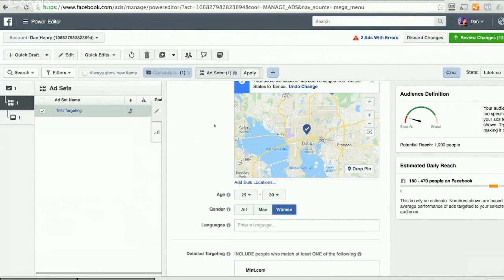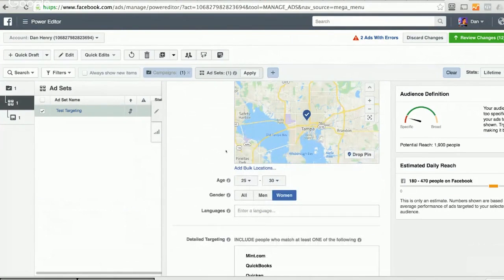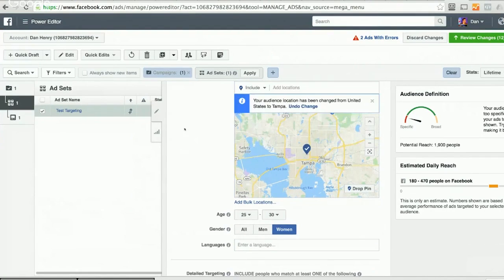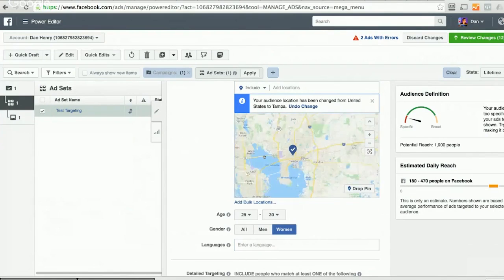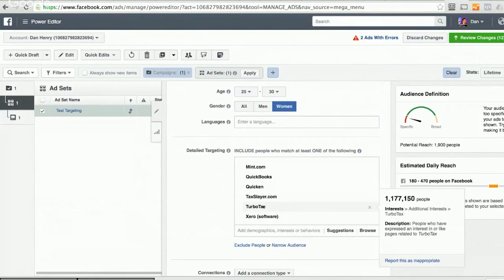Now, if it was national, it wouldn't be a problem at all. Or if it was a big territory, it wouldn't be a problem at all. But because we're local, we've got to kind of get that up. And again, let's say we just targeted TurboTax.